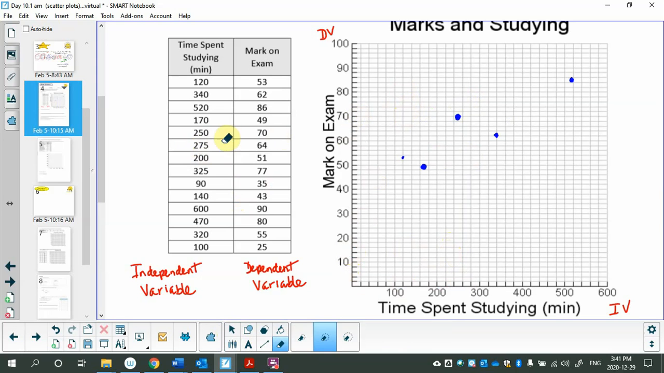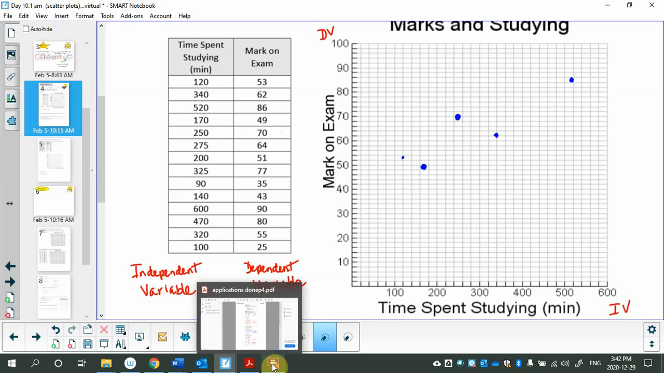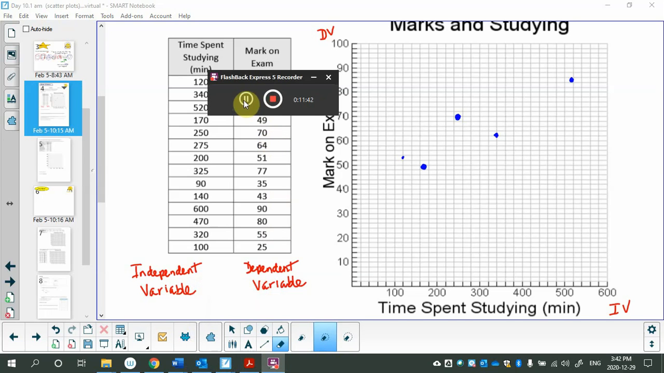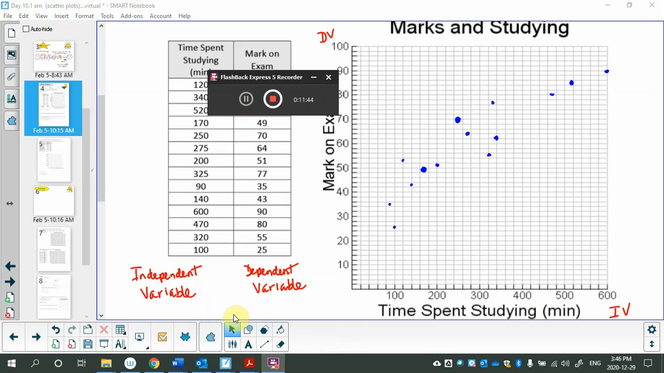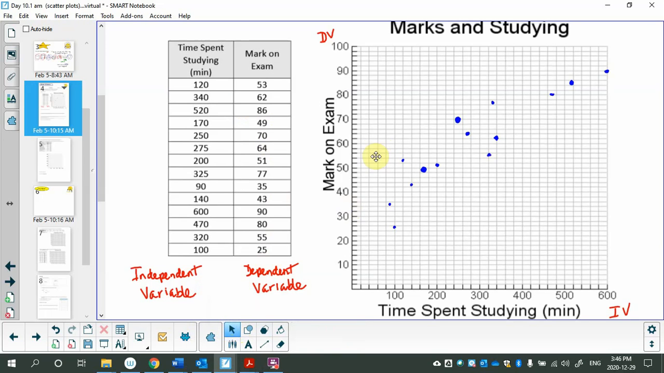So I have to start up with 275, 64. I'll put on all my dots and we'll get our scatter plot. So as you can hopefully see, it's called a scatter plot because you're plotting dots and they're kind of scattered a bit. So, pause for me. Okay, I'm done graphing my dots.